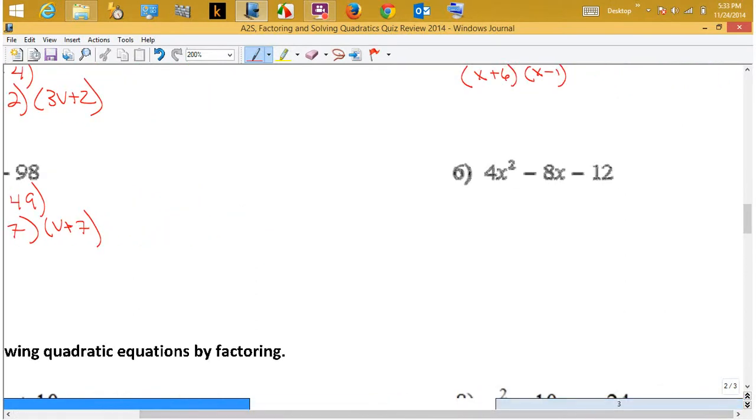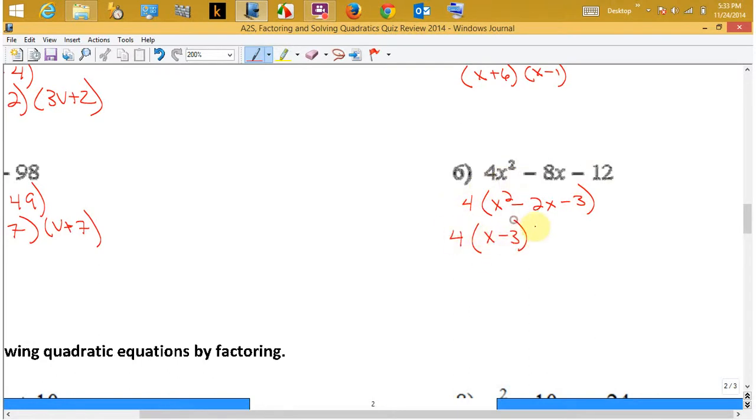And the number 6, the last of the factoring, if I look at this, I can factor a 4 out of all the terms, giving me x squared minus 2x minus 3. So now with what's left, I'm looking for two numbers that add to negative 2, multiply to negative 3. Well, how about this? 4 times x minus 3 times x plus 1. That would multiply to negative 3 and add to a negative 2. So notice how I had to carry my 4 down because I'm factoring and I can't get rid of it.